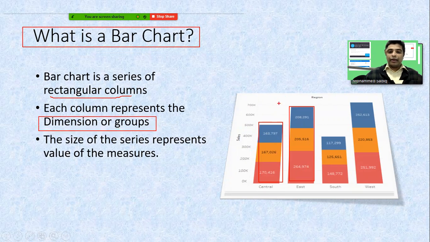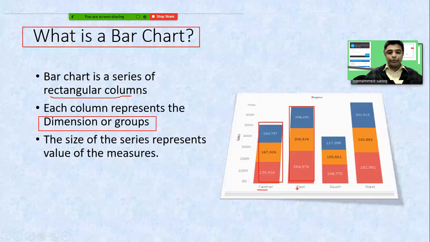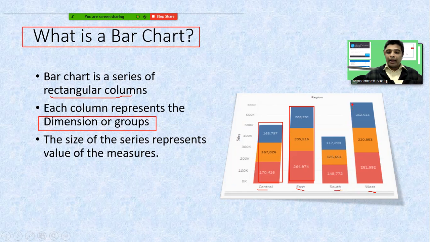So I have some data divided by dimension, such as the central region, east region, and south region, and each region's values are represented as vertical bars. The size of a bar, one small and one big, represents the actual value. It tells us what sales were done in the central region and what sales were done in the east region. So the size of the bar represents the value.